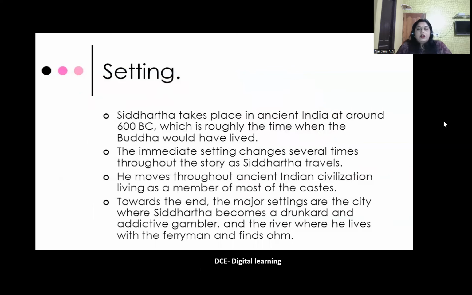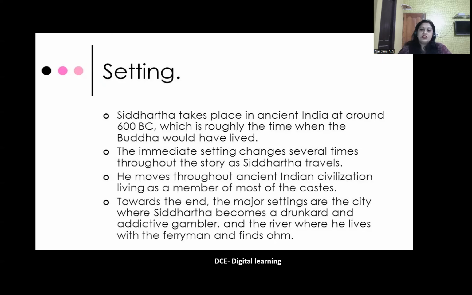Setting. The novel Siddhartha takes place in ancient India at around 600 BC, which is roughly the time when the Buddha would have lived. This is slightly strange because at that time, the First World War had just concluded. The society already was on the verge of going into the Second World War. Herman Hesse could have taken that extinction or that sort of nihilism that was apparent in society as one of his themes, but then he has set his novel in 600 BC.